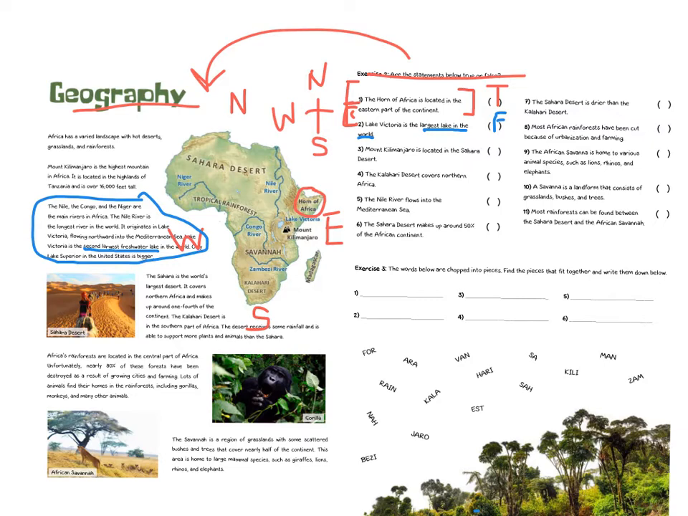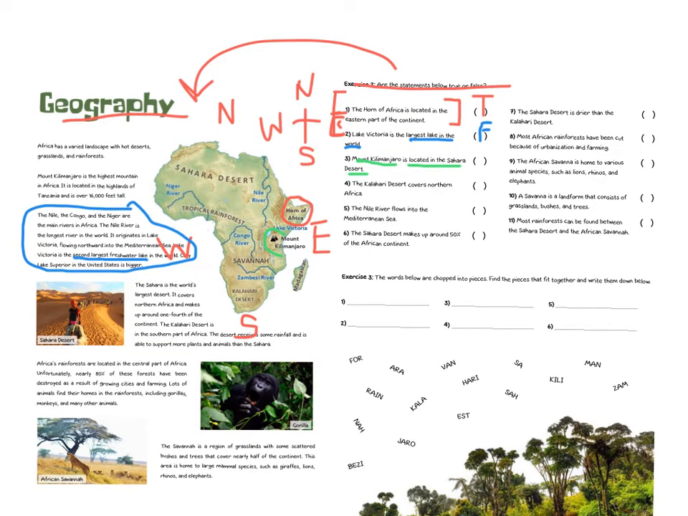Okay, now I'm trying my green. Mount Kilimanjaro is located in the Sahara Desert. Mount Kilimanjaro in the Sahara Desert. Well, here's Mount Kilimanjaro. And here's the Sahara Desert. So, nope, they are not close to each other, so that's false.